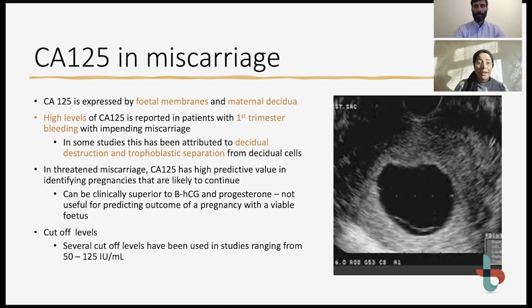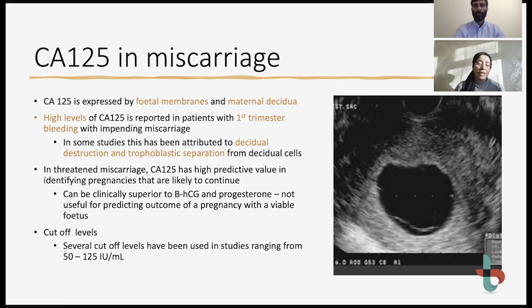In threatened miscarriage, CA125 has a high predictive value in identifying patients that are likely to continue pregnancy. So at the moment, we use markers such as beta-HCG and progesterone. However, none of them can help us to give a prognosis and see which patients are likely to continue with pregnancy and which are likely to miscarry. However, CA125 can make that distinction.